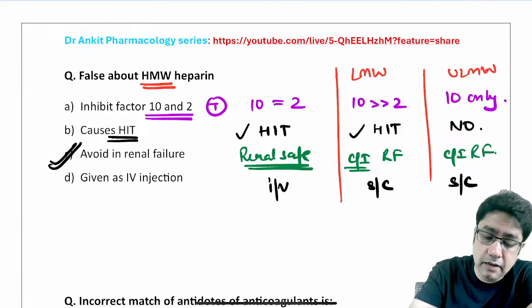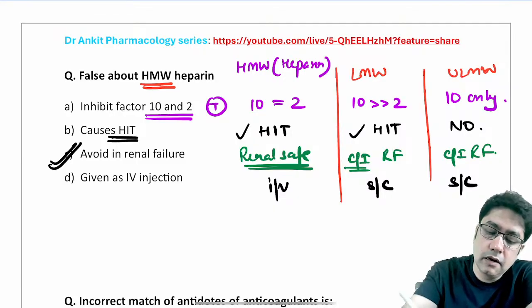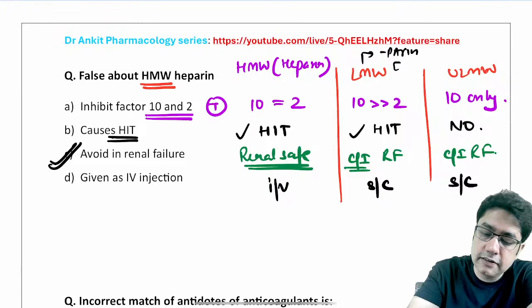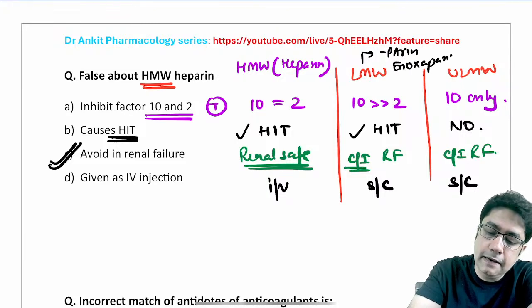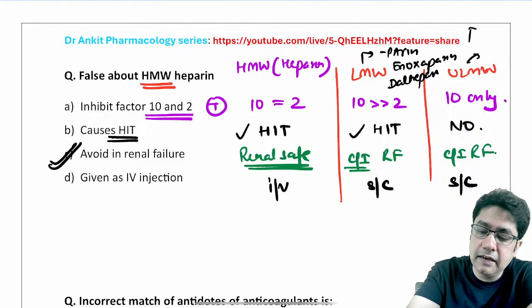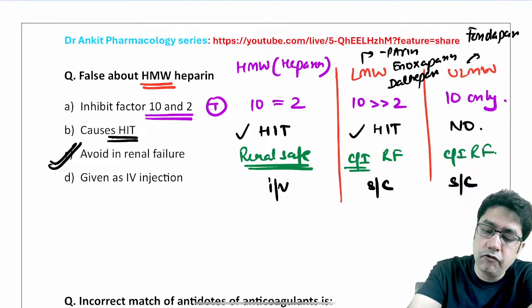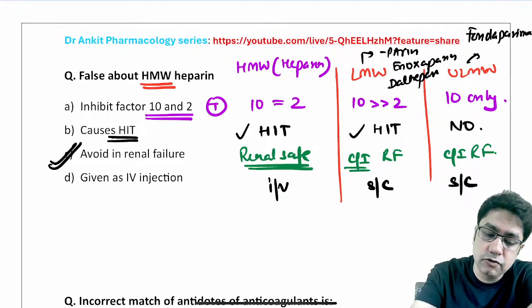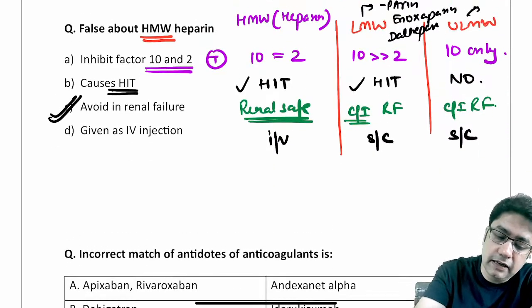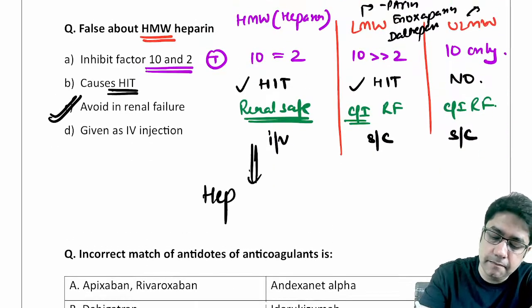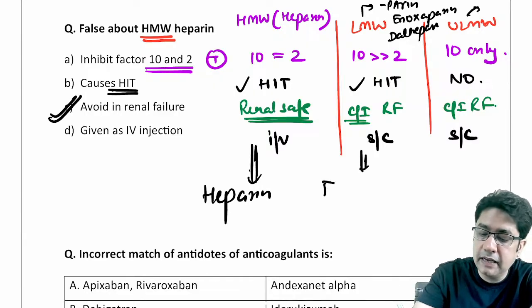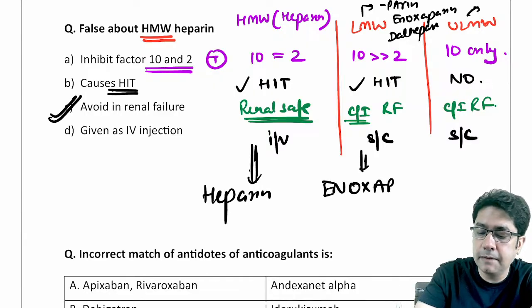Now how to remember the names? High molecular weight heparin is known as just heparin. Low molecular weight heparins end with the word parin, like enoxaparin, dalteparin. Ultra low molecular weight heparins end with the word parinux, fondaparinux, idraparinux. So let me write their names. High molecular weight heparin is simply known as heparin. Low molecular weight heparins end with the word parin, like enoxaparin, dalteparin.